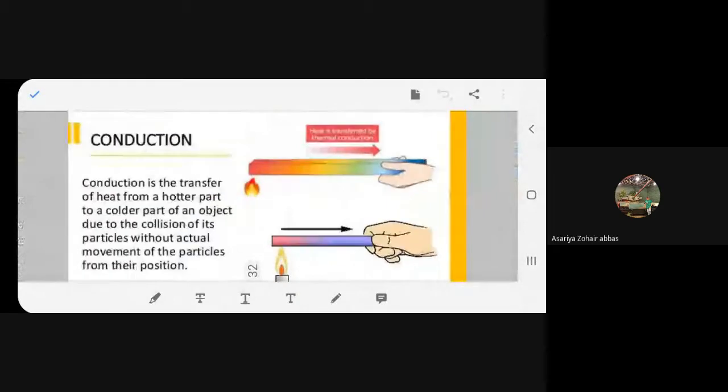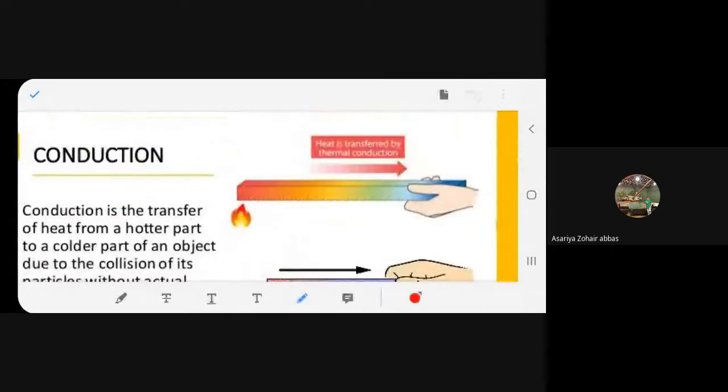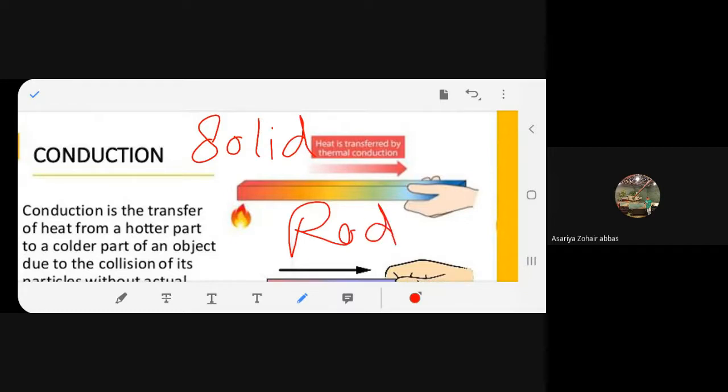So you got the conduction? So conduction takes place in solids. Where does it take place? It's a rod, right, beta? Is it clear? Is it clear to all of you? Then only I can move to the next slide. Yes.